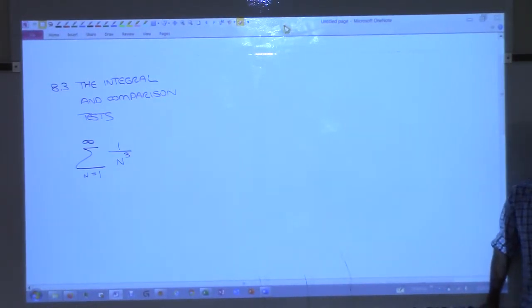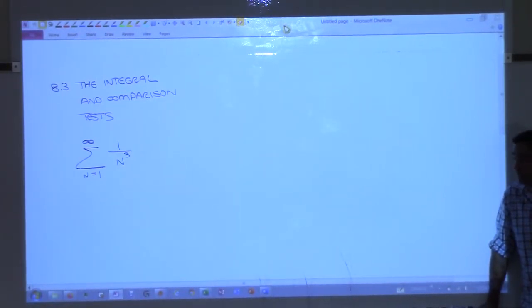All right, 1 over n cubed. Is this going to fail the nth term test? Yeah. It's going to fail, right? That obviously goes to 0, so we've got to move on. Geometric? n's not in the exponent, right? So it's not geometric. Harmonic? It's not linear, right? It's cubed, so it's not linear down there.